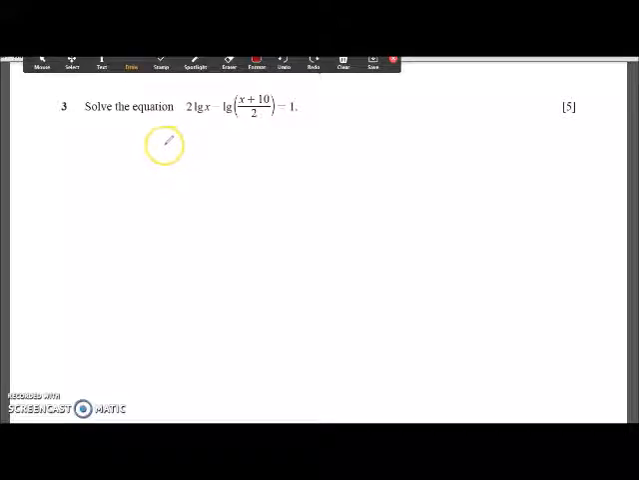Hello there. This is the past year's paper of IGCSE, and for this video I'm going to do the answers for the questions related to logarithm. Okay, this is question number 3, and it is a 2016 question, and you have a 5 marks question here. When they mention LG over here, it represents log with base of 10.